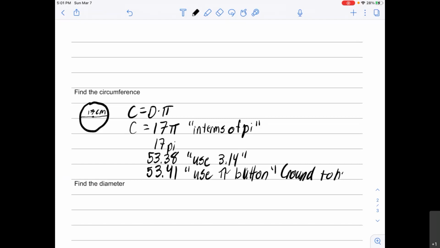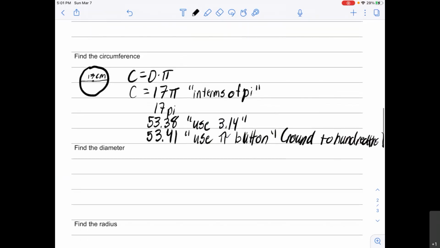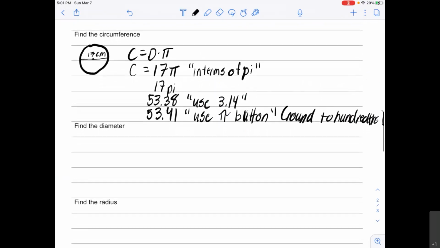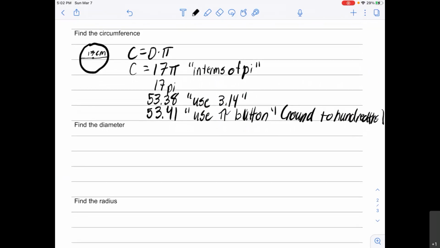It is very important that you pay attention to the directions and write your answer the way that it asks to write your answer. Otherwise, you are not going to get the right answer. So we are going to continue practicing today with finding it all three ways, okay?